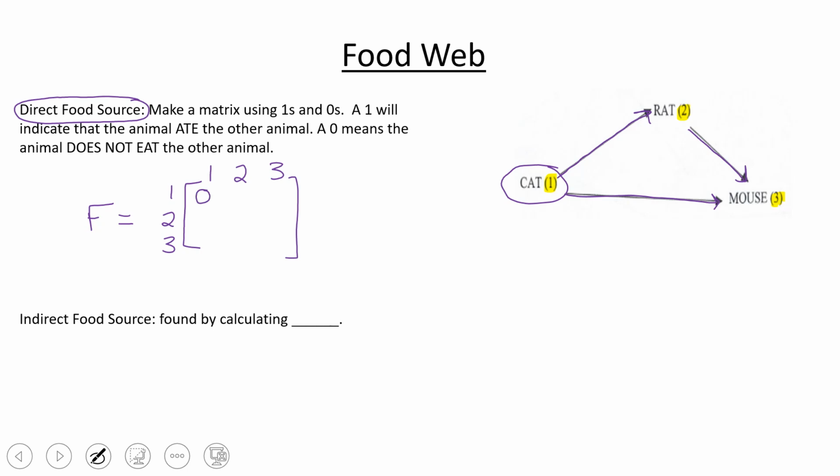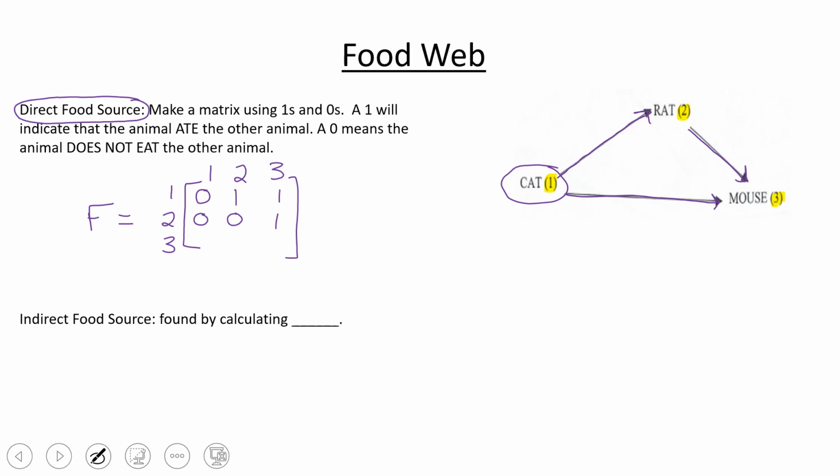Does the cat eat a rat? Yes. So that's a 1 because that's a yes, it eats it. Does the cat eat a mouse? Yes. So that's a 1. Now we go to our second row. We are thinking about the rat. Does the rat eat a cat? No. Does the rat eat a rat? According to this web, no. Does the rat eat a mouse? Yes.